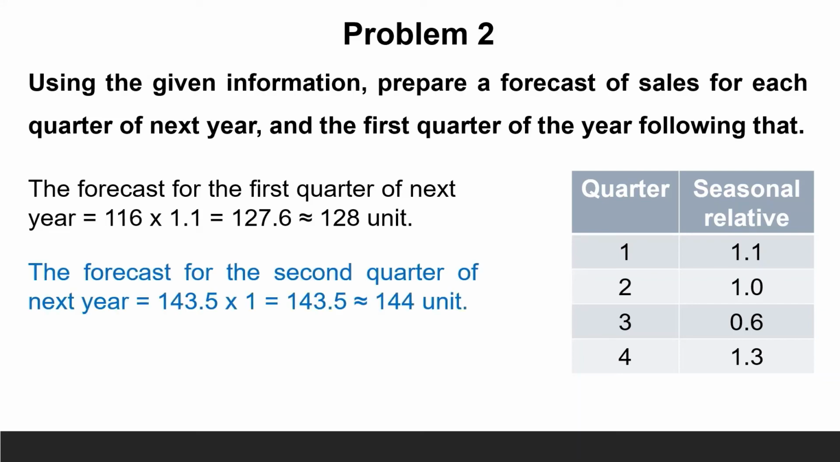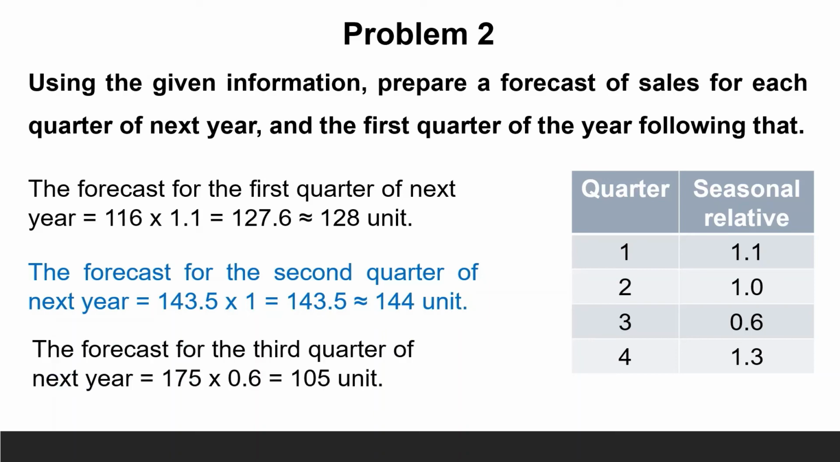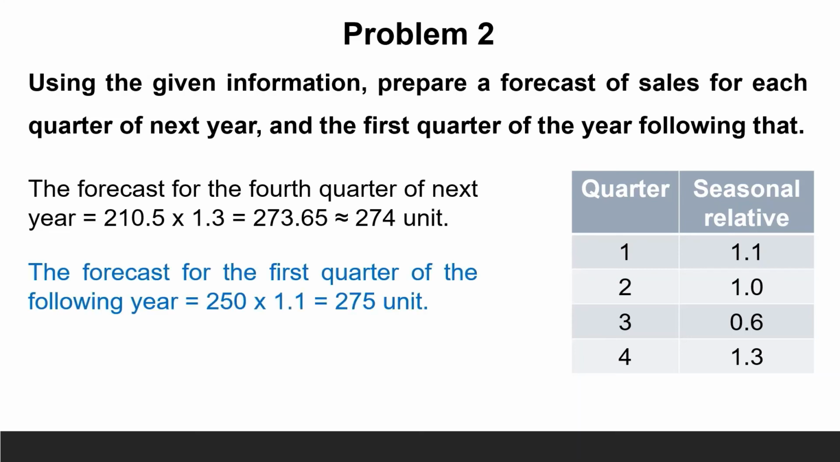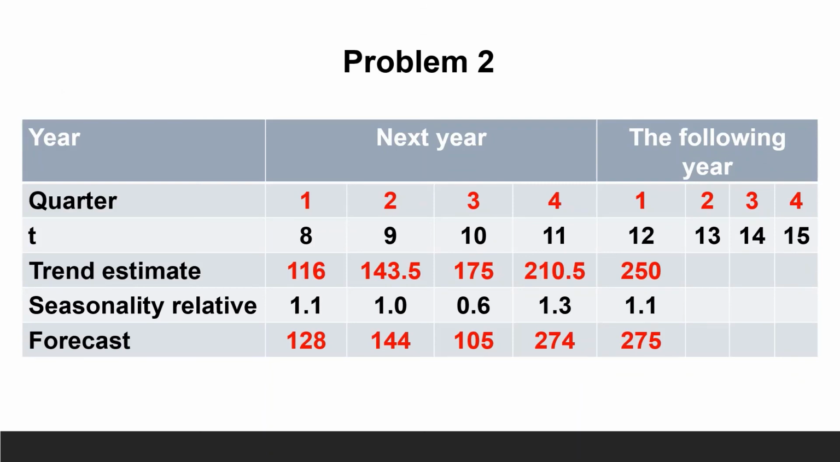The forecast for the second quarter of next year equals 143.5 multiplied by 1.0 equals 143.5, approximately 144 units. The forecast for the third quarter of next year equals 175 multiplied by 0.6 equals 105 units. The forecast for the fourth quarter of next year equals 210.5 multiplied by 1.3 equals 273.65, approximately 274 units. And the forecast for the first quarter of the following year equals 250 multiplied by 1.1 equals 275 units. The summary of the answer is illustrated in this table.